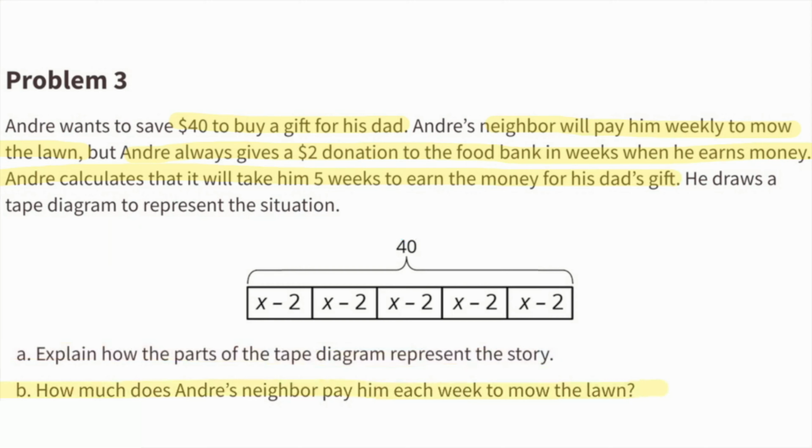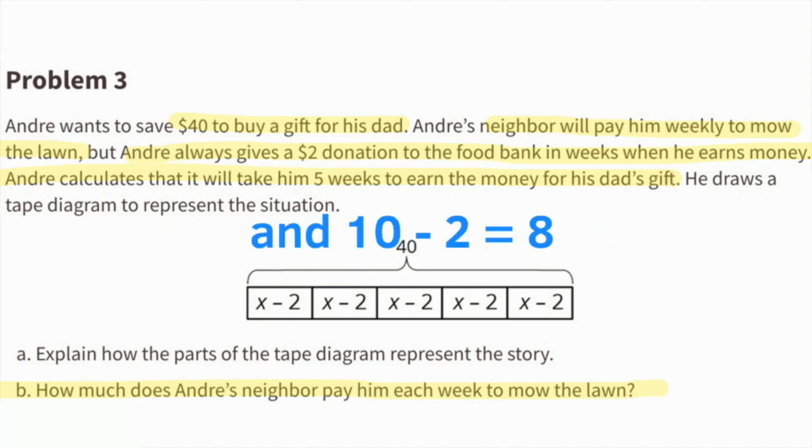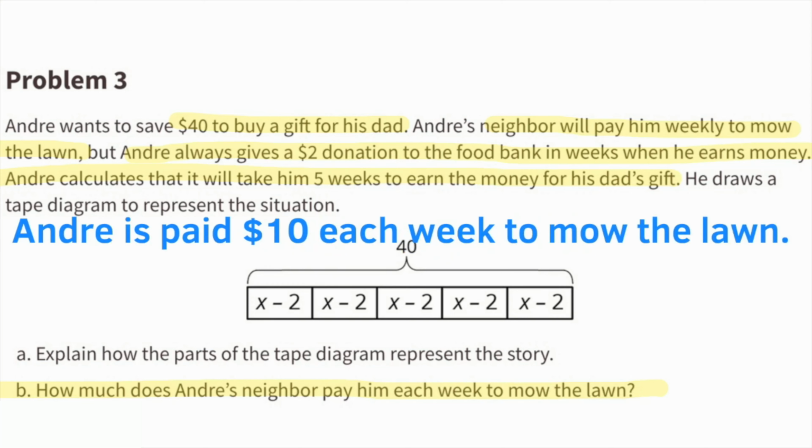B. How much does Andre's neighbor pay him each week to mow the lawn? Since 5 times 8 equals 40, and 10 minus 2 equals 8, X must equal 10. Andre is paid $10 each week to mow the lawn.